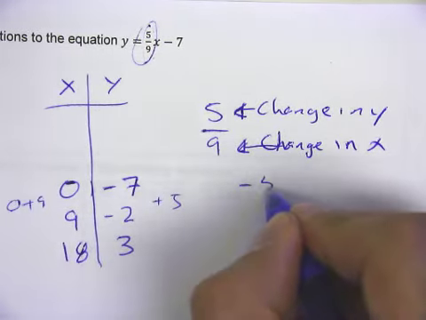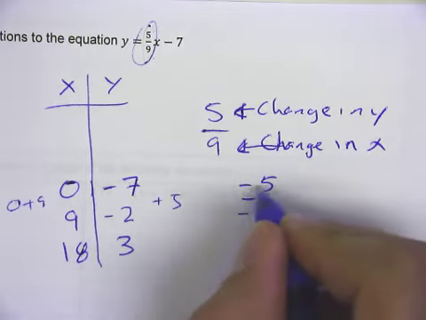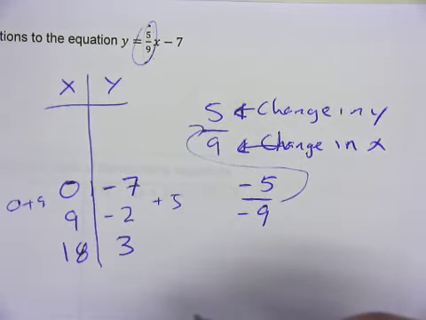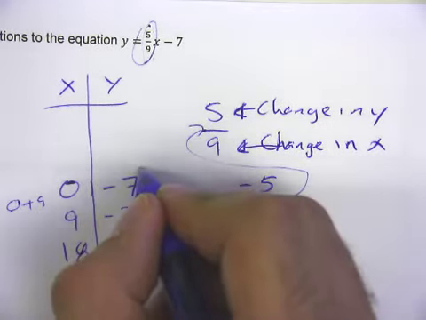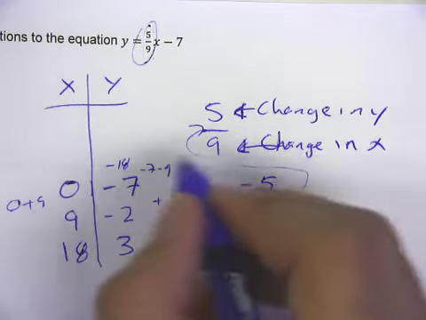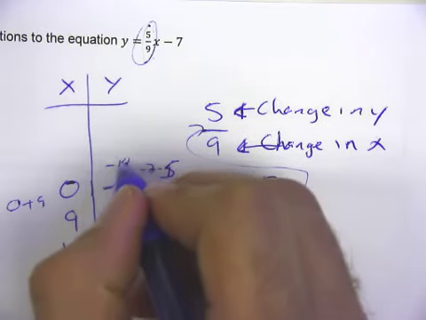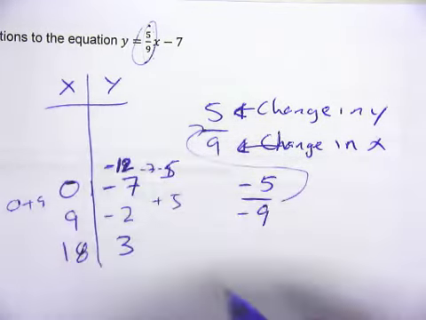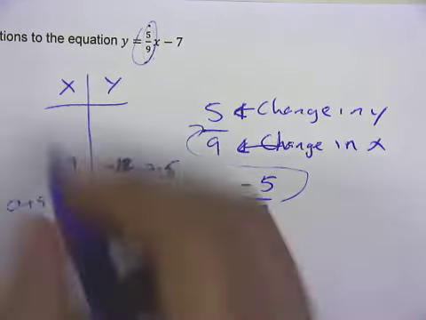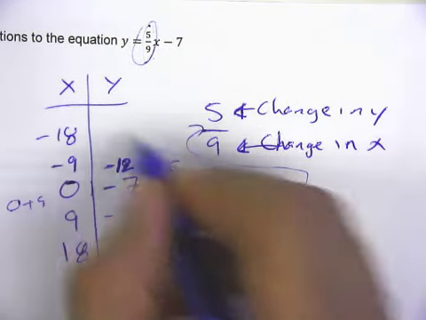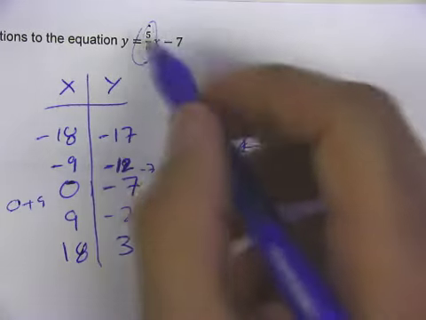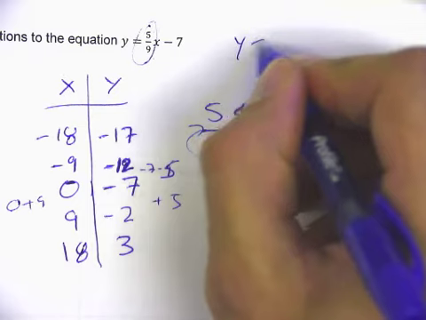I could also go in the other direction because it turns out that subtracting 5 over subtracting 9, negative 5 over negative 9, is the same thing as 5 over 9, that same ratio of change. So negative 7 minus 9 would be negative 18. I'm sorry, not 9 minus 9. No, that would be wrong. It would be negative 7 minus 5. So I want to have negative 12 here, right? And 0 minus 9 would be negative 9. I can subtract 9 again and I would get negative 18. And on the output, if I subtract 5, I would have negative 17.